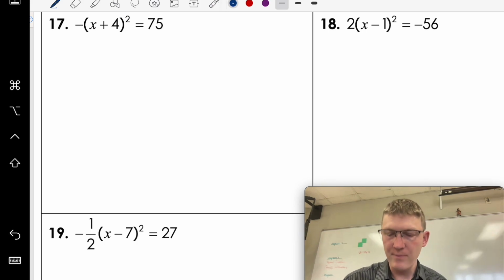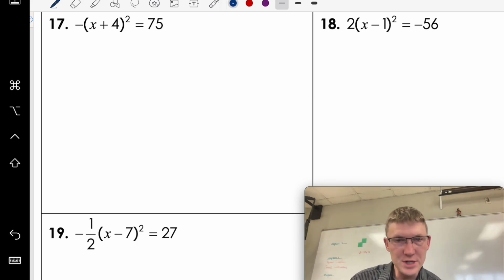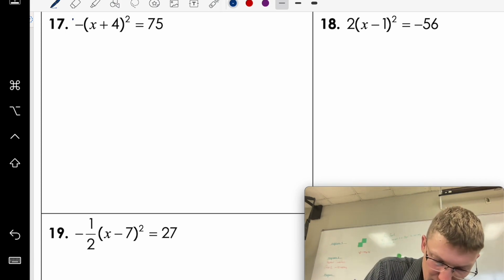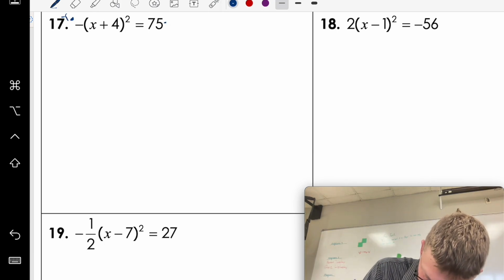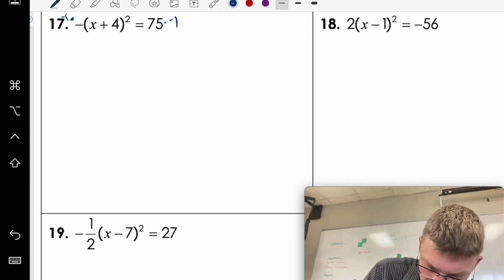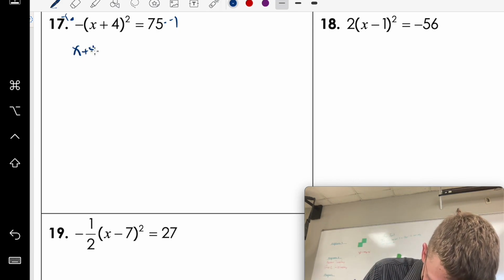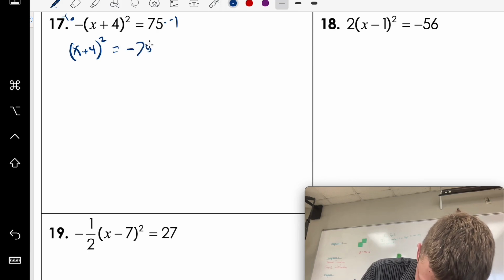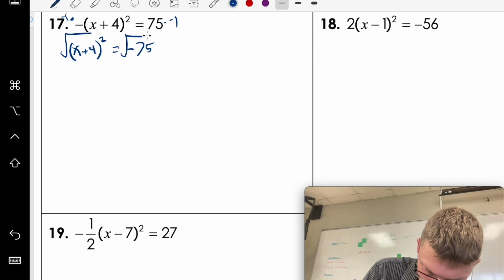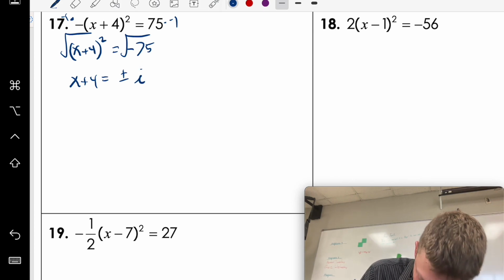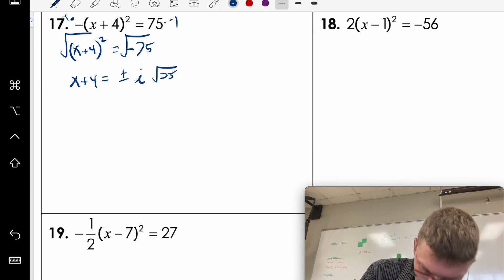So number 17 and 18 just have a coefficient in front, or in 17's case, there's a negative sign. That's okay. We can multiply both sides by negative 1. Move that negative sign away, because you do want to isolate that square before you take the square root of stuff. So then we've got x plus 4 quantity squared, which is what that's called, negative 75. We'll square root both sides. We got x plus 4 equals plus or minus i square root of 75.